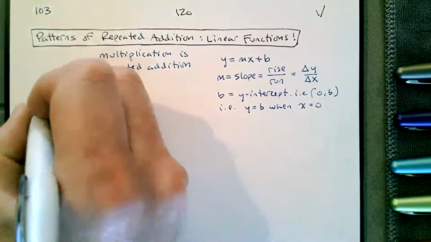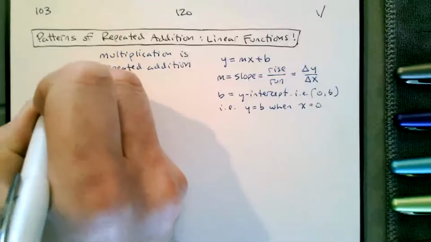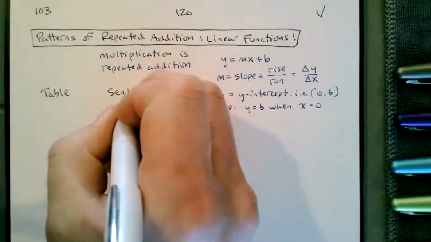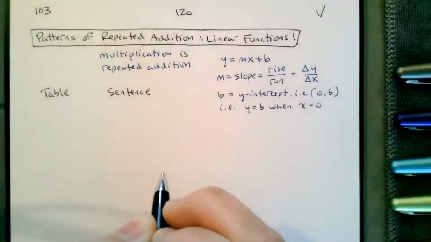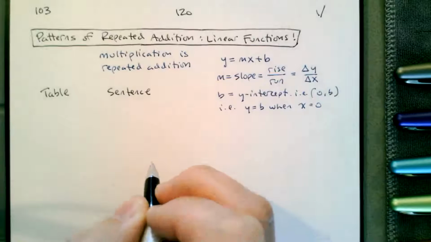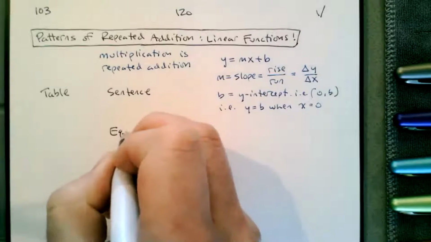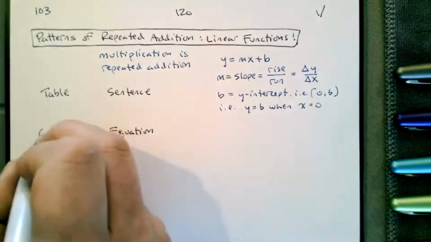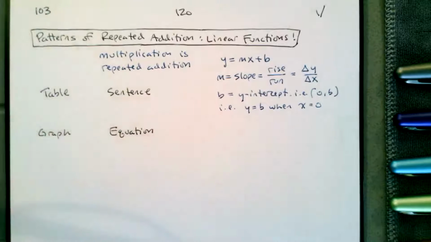We started off by looking at a table of values. Then we also talked about writing a sentence describing what's going on. The other thing that we wanted to start describing our linear functions with is an equation. And the one that hasn't entered the picture yet, the space down here, is the graph. So here are 4 ways that we can represent linear functions. These are 4 ways that we can represent a lot of things in math. And we want to understand how they're all related.